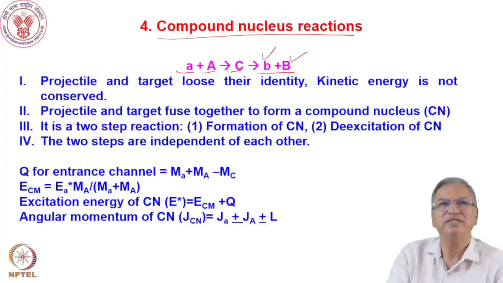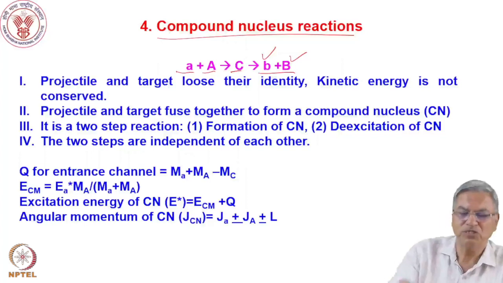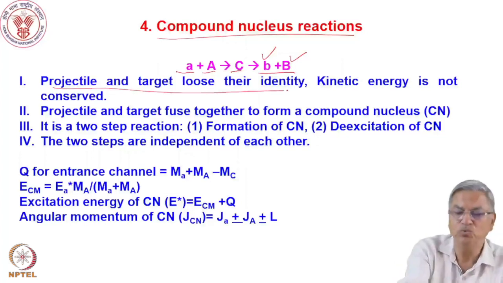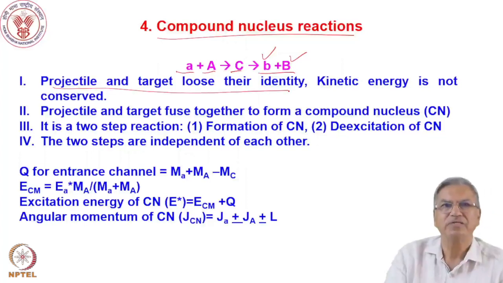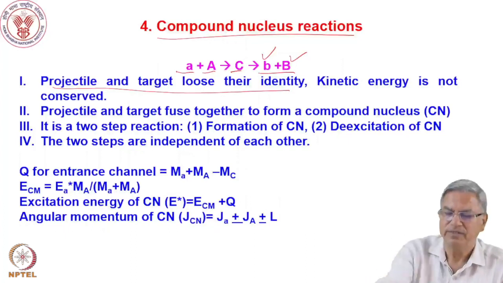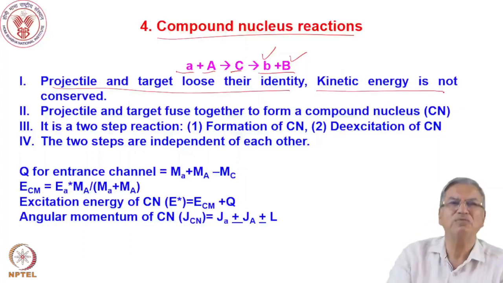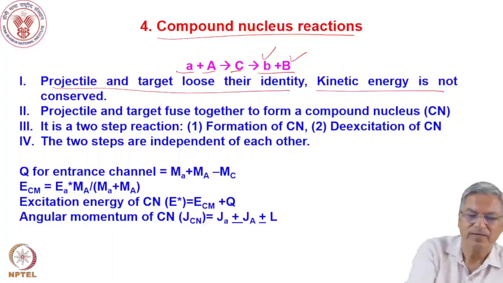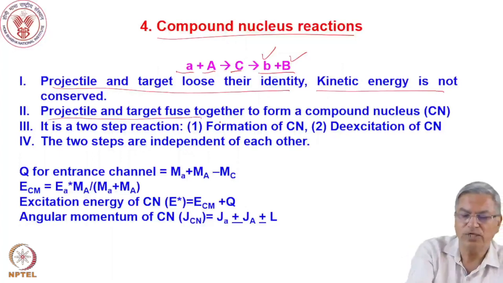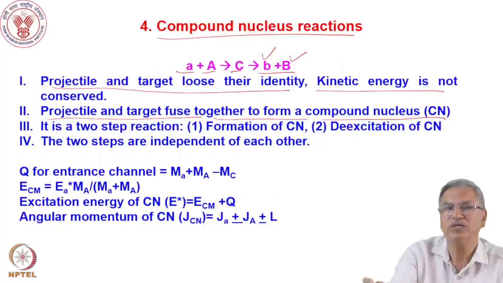The important aspects of this are that the projectile and target lose their identity. That means the compound nucleus does not know in what way it was formed. Kinetic energy is not conserved in the compound nuclear reaction. Most of the kinetic energy of the projectile will be converted into the excitation energy of the compound nucleus. The projectile and target nucleus fuse to form a compound nucleus.